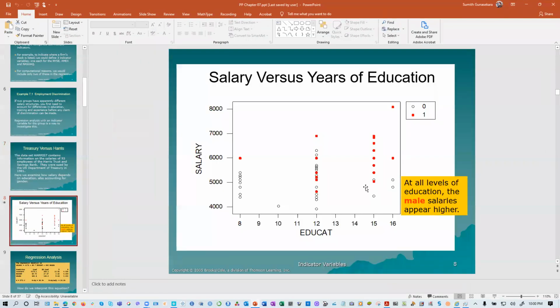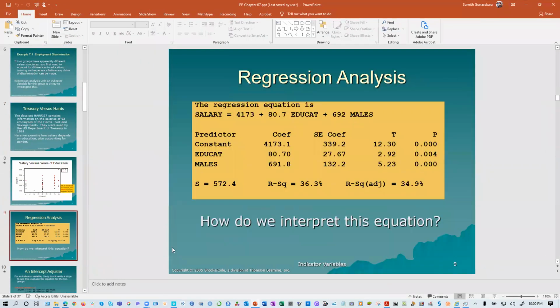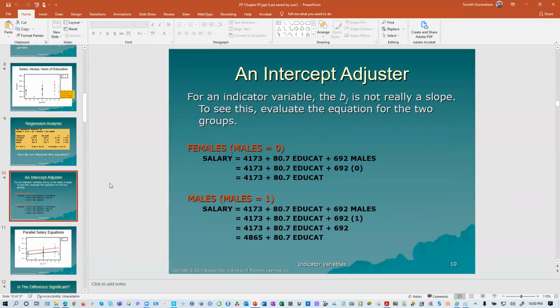Let's say that here, we saw that one. Since I really wanted to get exactly the same one, I used the males. Okay, so we had the same result. Then if you really need the value for that one, an indicator variable bj is not really a slope. To see this, evaluate the equation for the two groups. If you need the females for the gender or for the males, put 0.